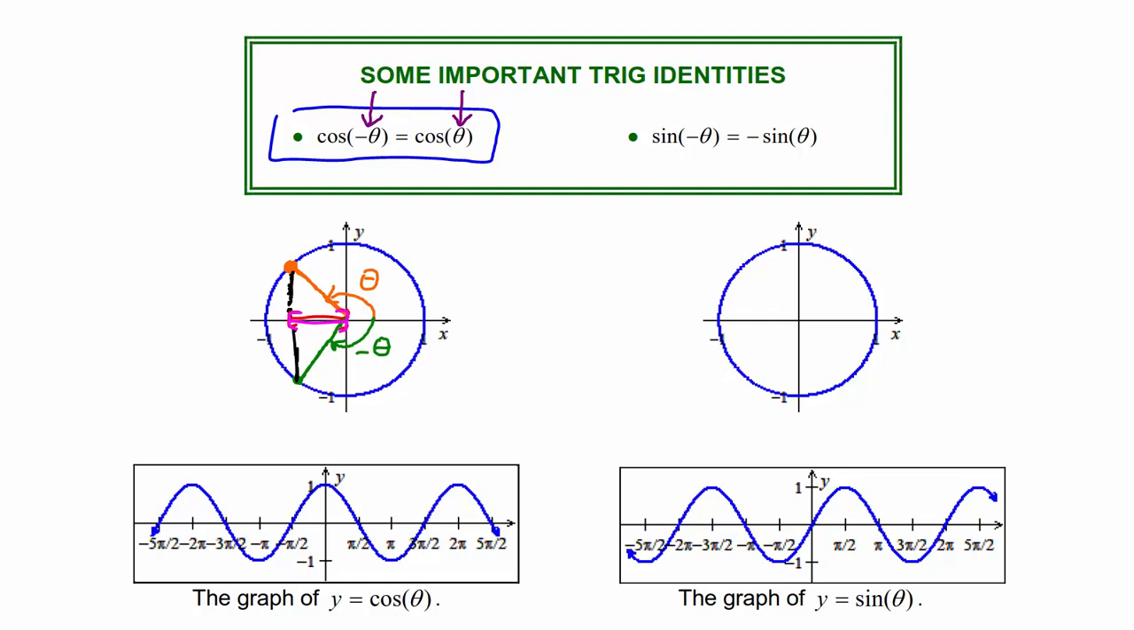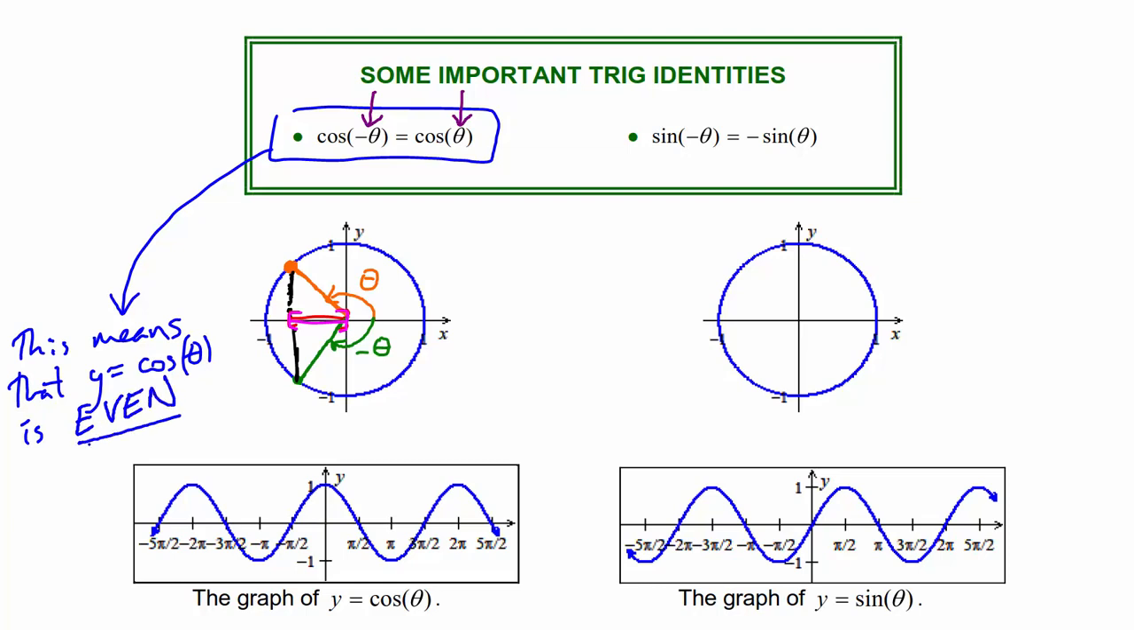Now regarding the version of this discussion concerning the wave, this identity that the cosine of negative theta equals the cosine of theta means that the graph of the cosine function is even. Even is a term that describes a type of symmetry, specifically a type of symmetry about the y-axis.